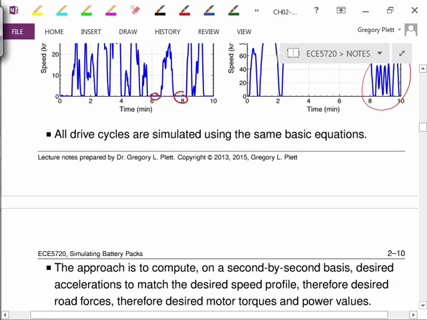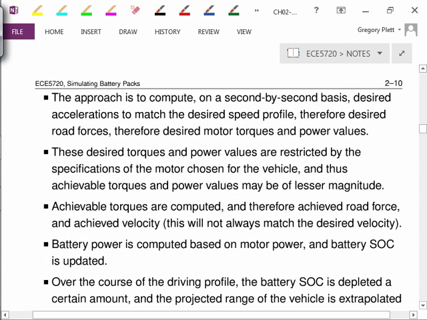So all these drive cycles use the same basic equations that describe the vehicle, and the approach is to compute on a second-by-second basis desired accelerations in order for the vehicle to achieve the next desired speed in the profile. And so from the desired acceleration, we compute the force that the vehicle would have to apply at the wheels, the wheel-to-road force, and therefore the torque required and the power required to drive that torque.